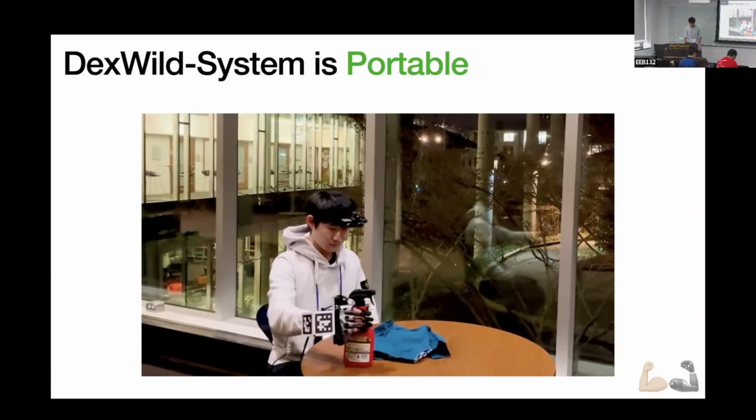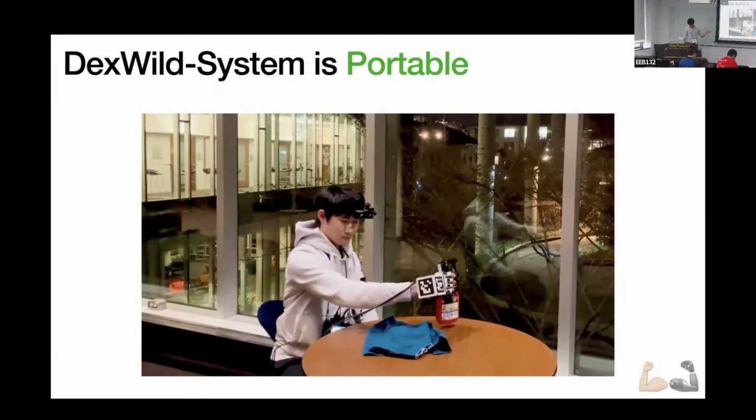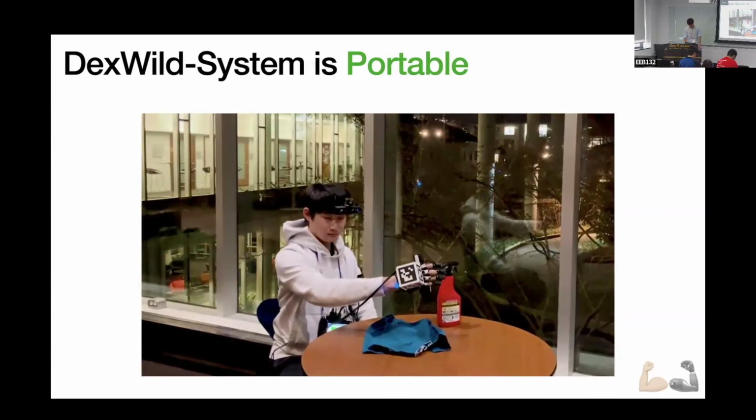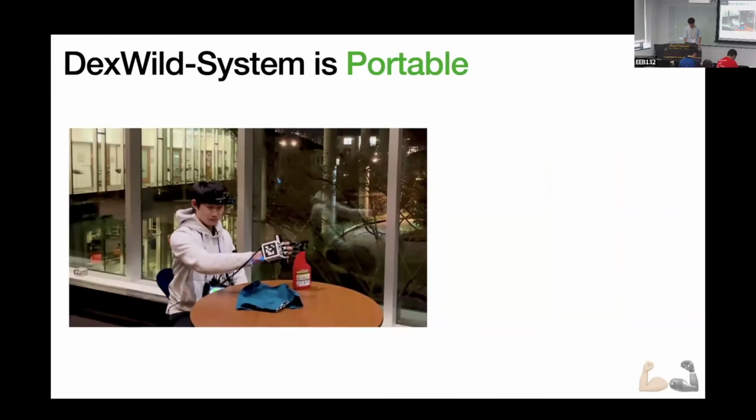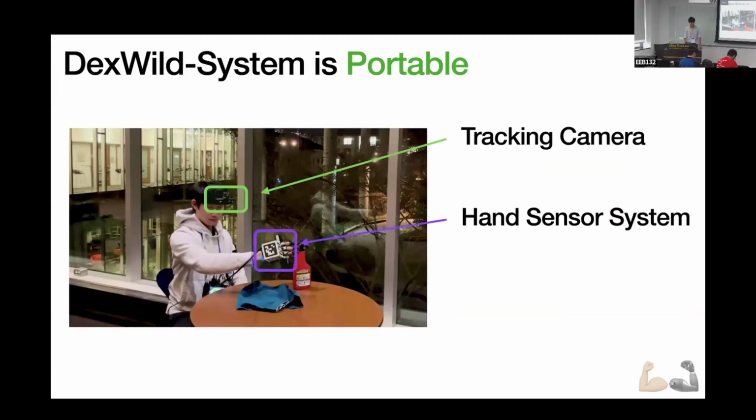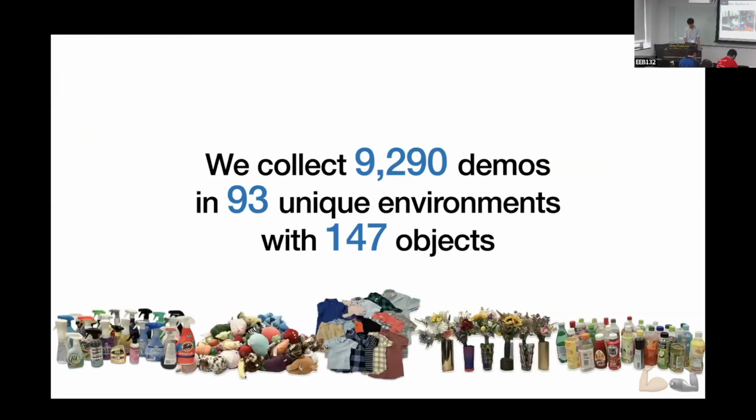It's extremely easy to bring DexWild to different places like this one and collect demonstrations. There's only three components. There's a tracking camera that we use for wrist tracking using the Aruco marker. There's a hand sensor system where we collect observations and hand poses. And then there's a small PC that you bring to collect all the data. In total, we gather almost 10,000 demos in 93 unique environments.